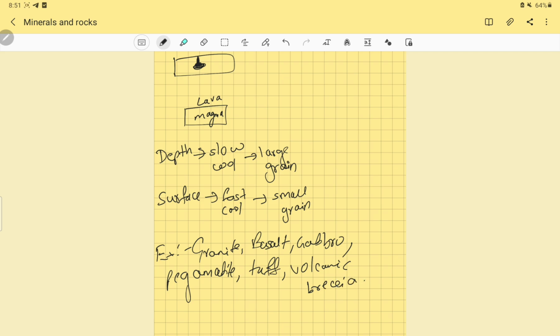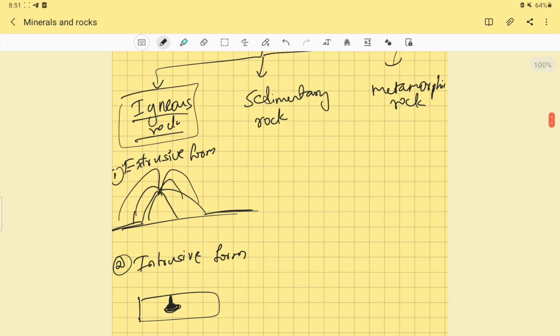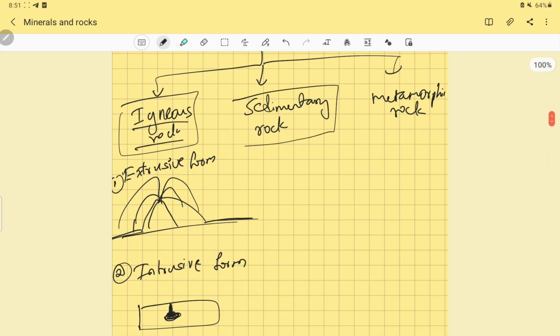So these are some of the examples of igneous rock. So, clear with the igneous rock idea. Now let's go to sedimentary rock. If you have any doubts, I would ask you to watch this video again, and I'm sure all your doubts would be clear. Okay, now let's go to sedimentary rocks.